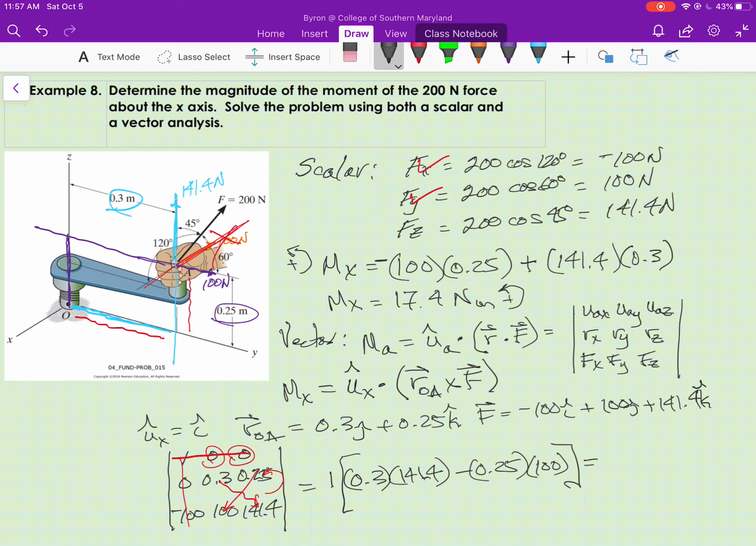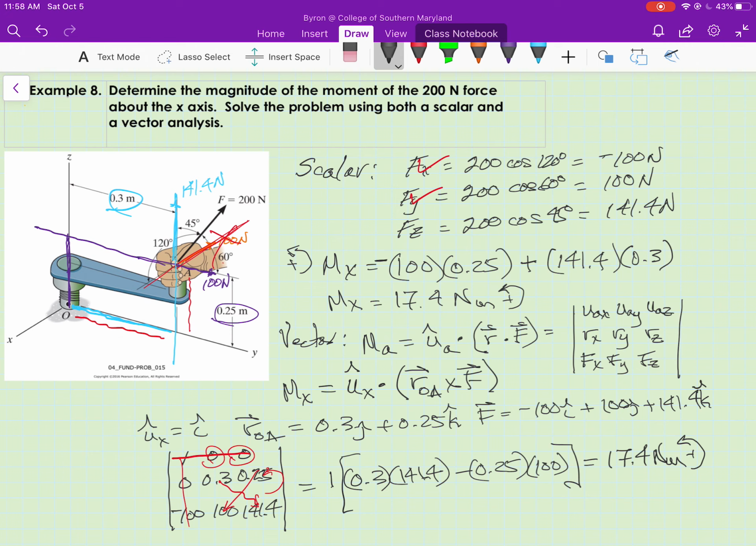And now I do this math and get 17.4 newton meters. And since that's positive, that indicates a counterclockwise moment about the x-axis, which is consistent with what I got in the scalar analysis.